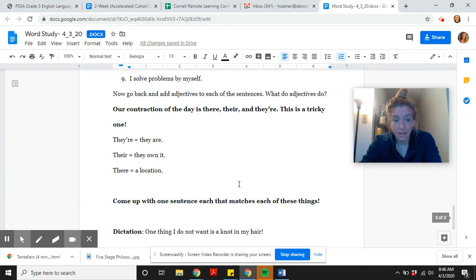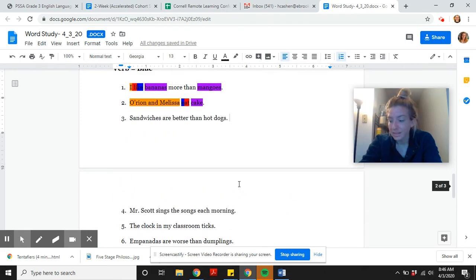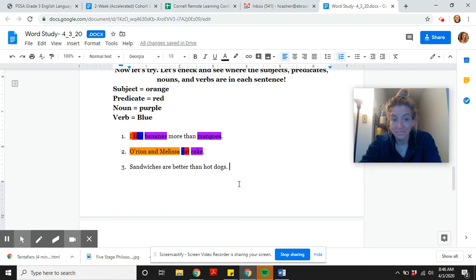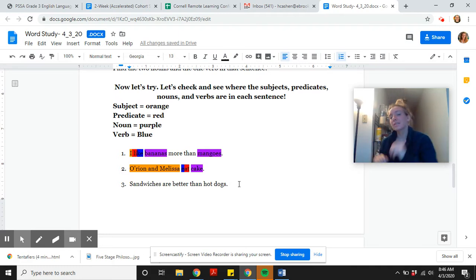Sandwiches are better than hot dogs. Now, that's just my personal point of view. Hopefully, you agree. What is the subject in this sentence? Sandwiches are better than hot dogs. Label your subject, label your predicate, label your noun, label your verb. Sandwiches are better than hot dogs. Well, the sentence is mostly about sandwiches.